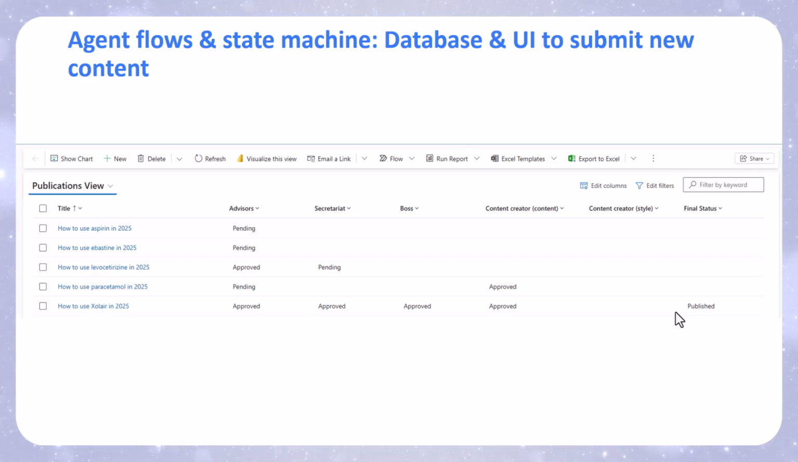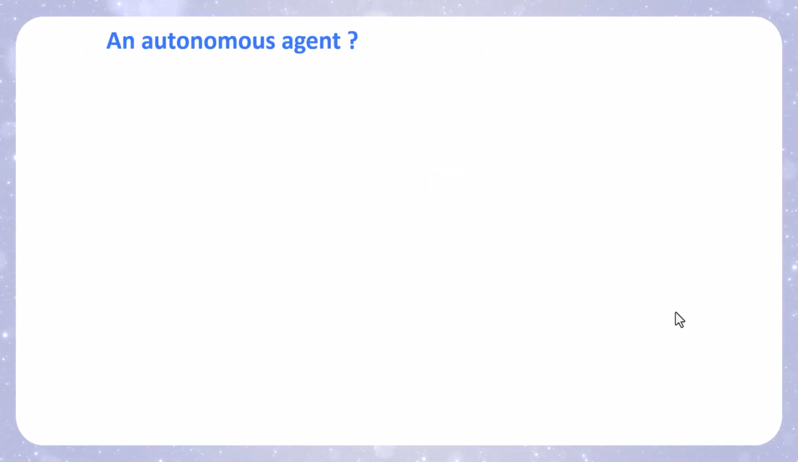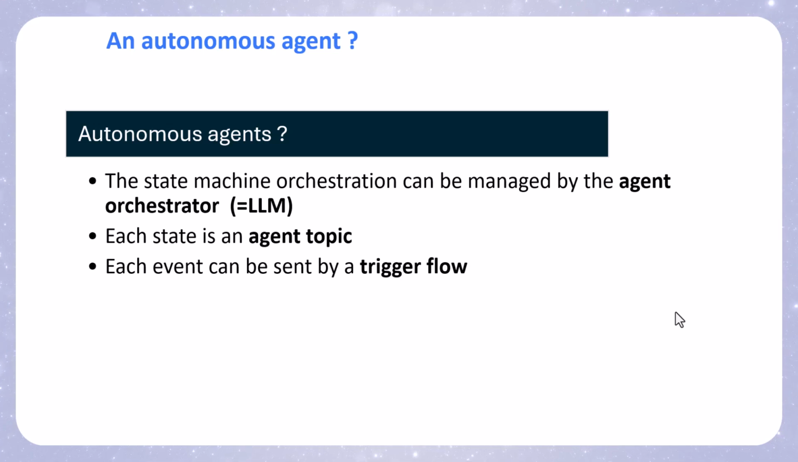Now the thing is, how can I rely on AI to solve this? Because it's very complicated to do this with Automate. So I start from a blank page, right? I didn't find anything on the web about this. So my idea was, why not creating an autonomous agent? An autonomous agent is an agent that is triggered by a flow, right? And my idea was, perhaps the state machine orchestration could be managed by the LLM, by an agent orchestrator. Okay?